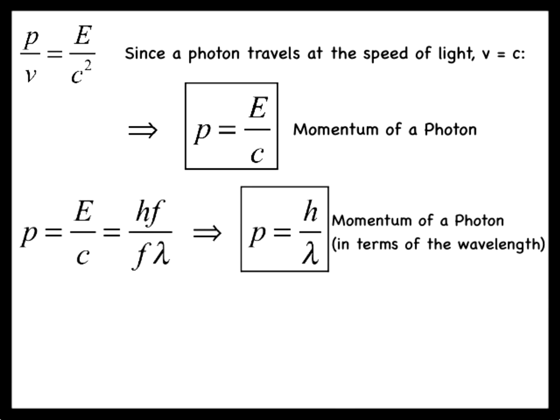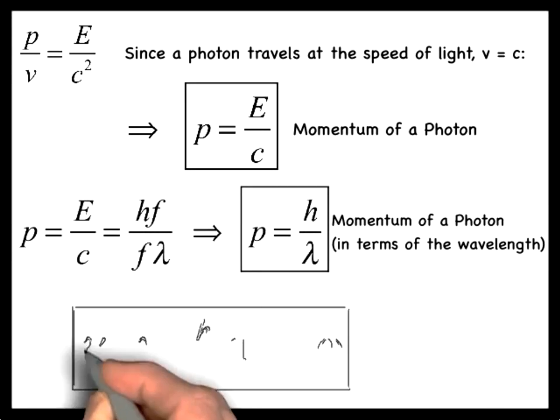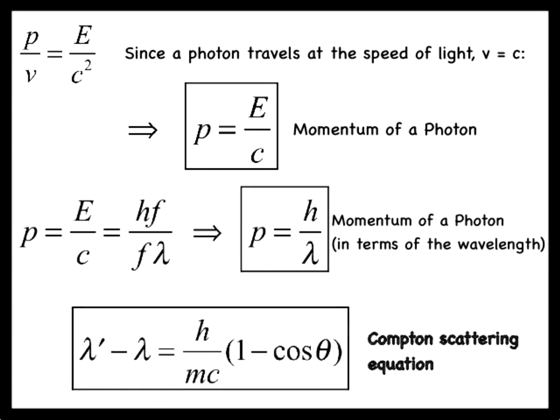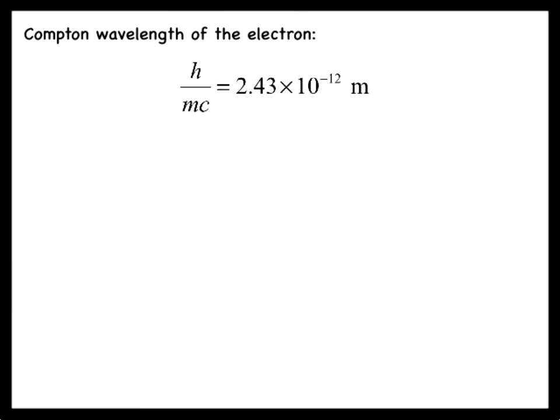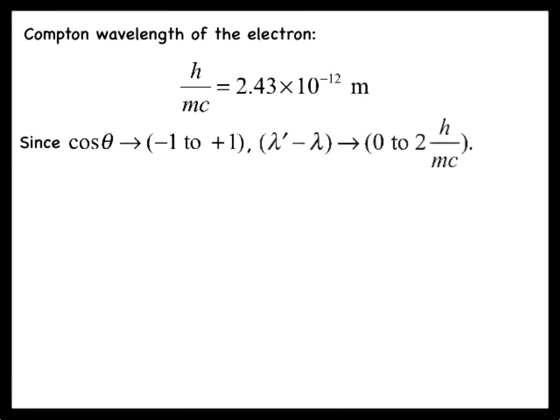Using this expression and the results from the energy and momentum conservation, Compton showed that the difference between the wavelength lambda prime of the scattered photon and the wavelength lambda of the incident photon is related to the scattering angle by the following. In this equation, m is the mass of the electron. The quantity h over mc is called the Compton wavelength of the electron, and it has a value of 2.43 times 10 to the minus 12 meters. Since cosine theta varies between plus 1 and minus 1, the shift lambda prime minus lambda in the wavelength can vary between 0 and 2h over mc, depending on the value of theta, a fact that was observed by Compton.